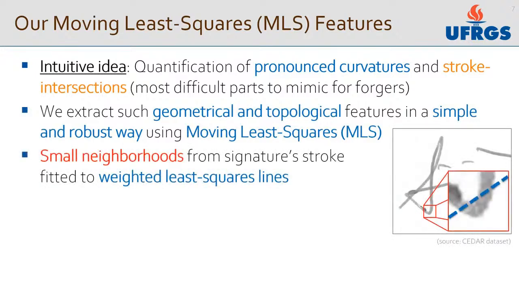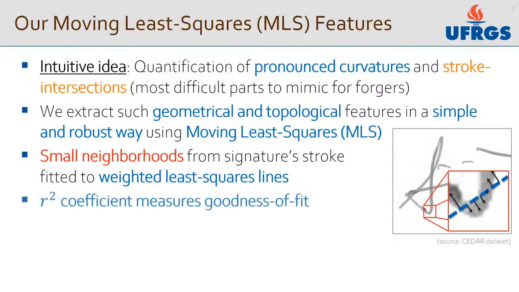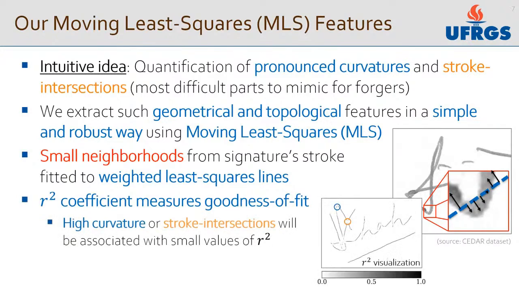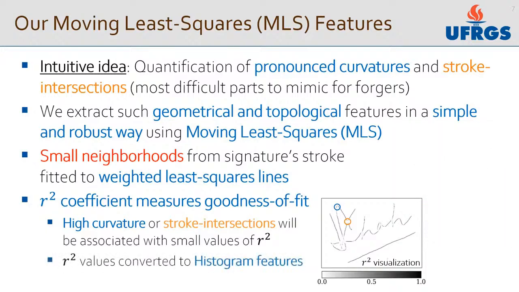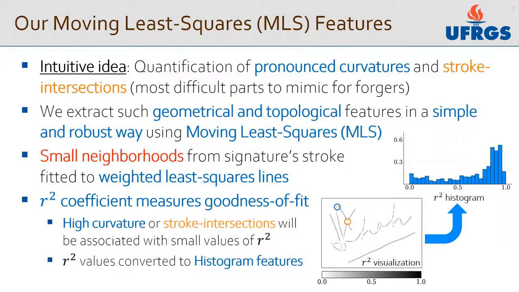Small square neighborhoods of the signature are fit to weighted least square lines, and we use the R-square coefficient as a measure of the goodness of the fit. Pronounced curvatures and stroke intersections will be associated with smaller values of the R-square coefficient, as illustrated here. Finally, R-square coefficients are converted to feature vectors using histograms.